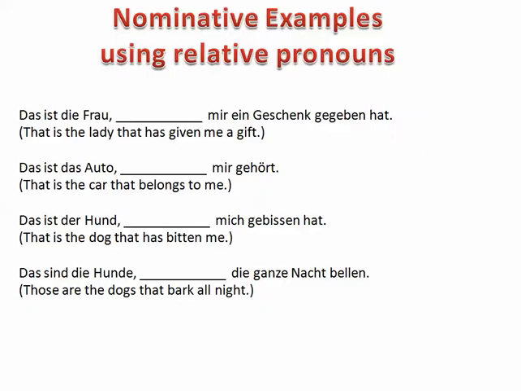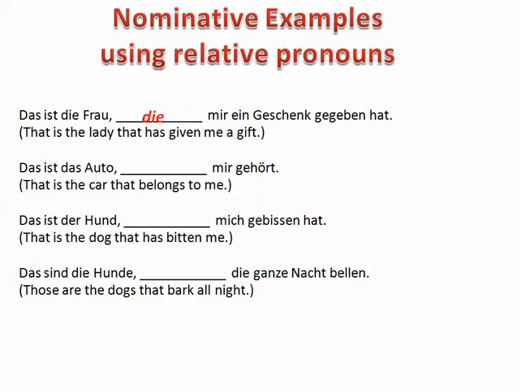So using relative pronouns in the nominative case, here we have a sentence, das ist die Frau, and I want to say that has given me a gift. So in the second clause, the Frau, or the lady, is playing the role of the subject of the sentence, so it will not change. It'll be nominative, das ist die Frau, die mir ein Geschenk gegeben hat.